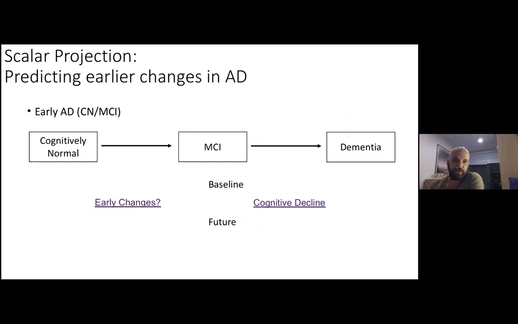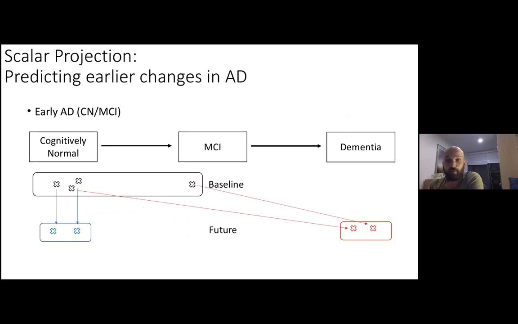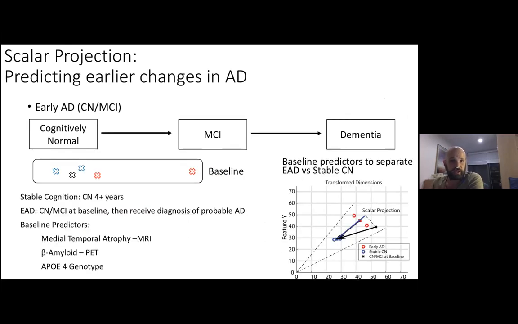Now we wanted to go to a newer project where we're looking at earlier changes. So again, we can define our groups this way: people who are early Alzheimer's disease, who are cognitively normal or MCI and will progress to dementia, or people who are stable cognition. They'll just stay cognitively normal into the future. And again, we're going to use the same three baseline multimodal predictors: structural MR, this medial temporal atrophy score, total SUVR, and APOE4 genotype.